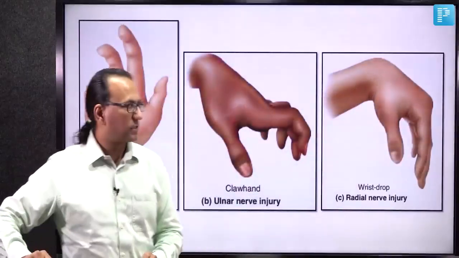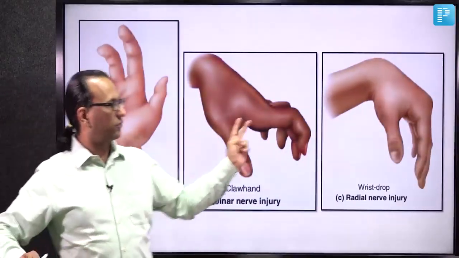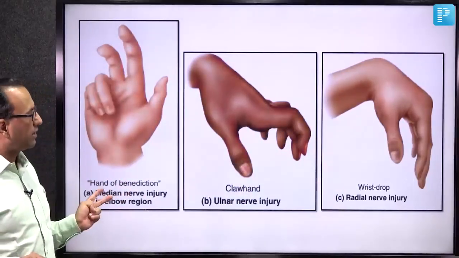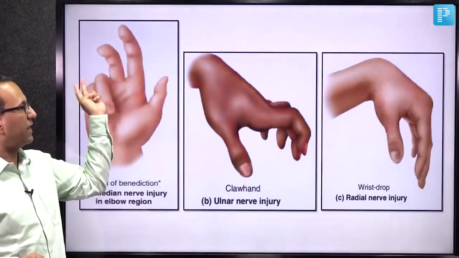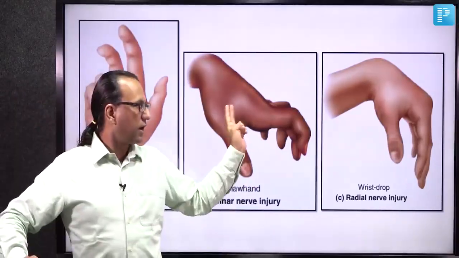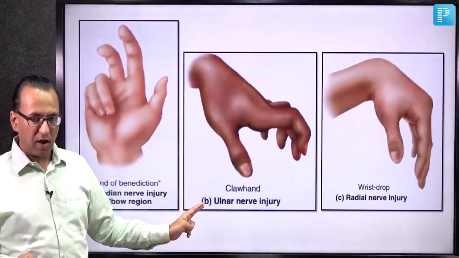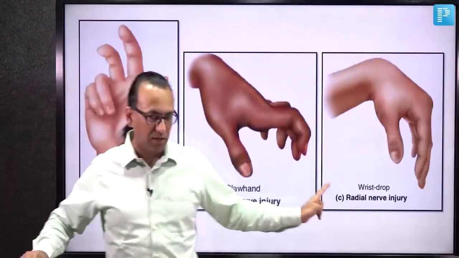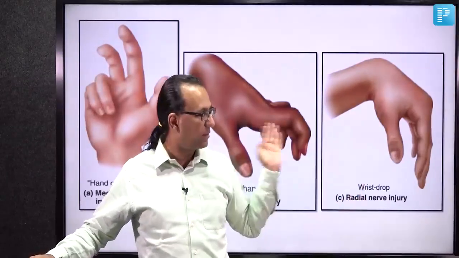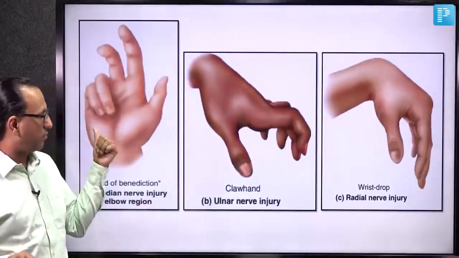Here we are looking at the comparative analysis of the three major nerve injuries seen in the upper limb. This is the median nerve injury, which can present as the hand of benediction if it is a high median nerve injury. There could be the ulnar nerve injury, which is presenting with the claw hand deformity, and this is the radial nerve injury presenting with the wrist drop and finger drop. Let us look at them in a sequence now, starting with the median nerve injury.